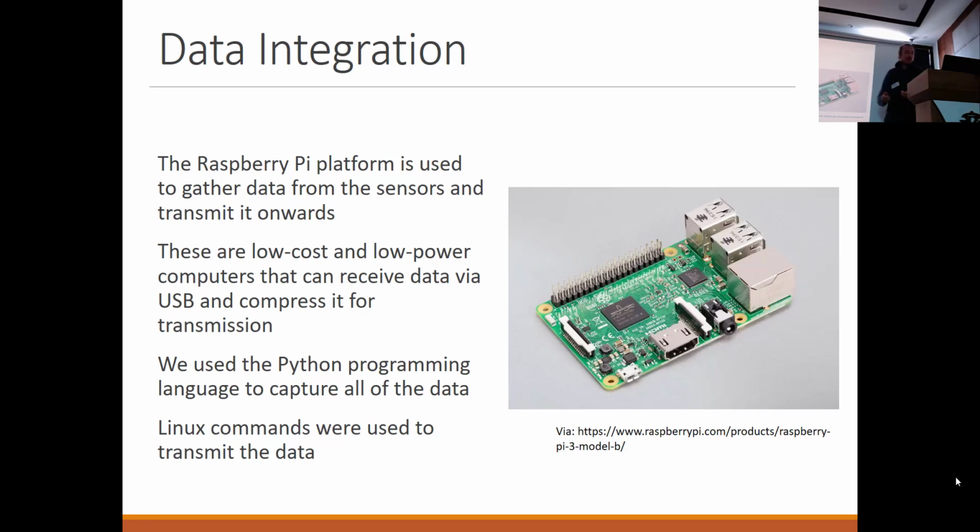We used Python, so I showed you before when I did this demonstration with my hand in front of the thermal camera. We used Python for capturing all the data on the Raspberry Pi, and then we used some basic Linux commands, some of these command line tools, to compress the data and send it back to us. So I receive data. My Dropbox is always reminding me that I have new data every hour. So that works pretty smoothly.